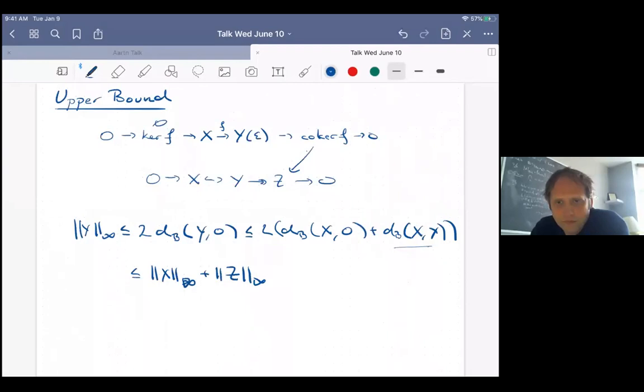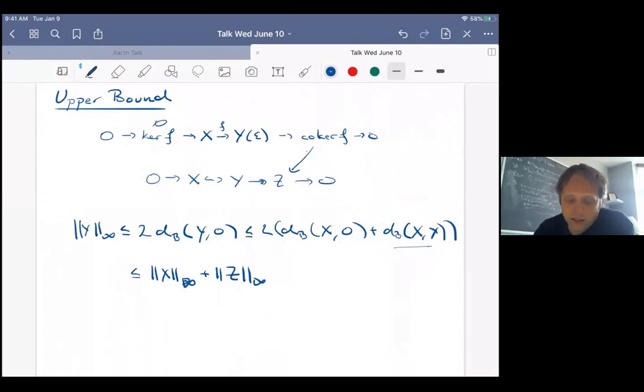I know that there are these two factors, but we're not going to worry about them because one has to be a little bit careful about how one defines these things. In principle, this should give us a bound, this upper bound, and we're not going to worry about the factors in front. So that's the upper bound. It's just the triangle inequality of bottleneck distance.